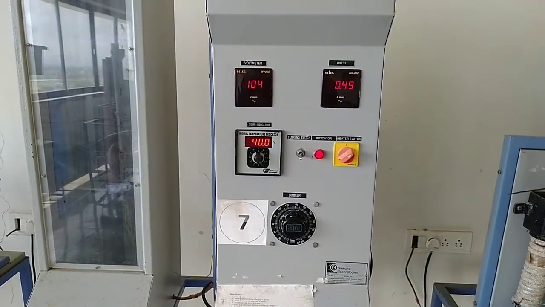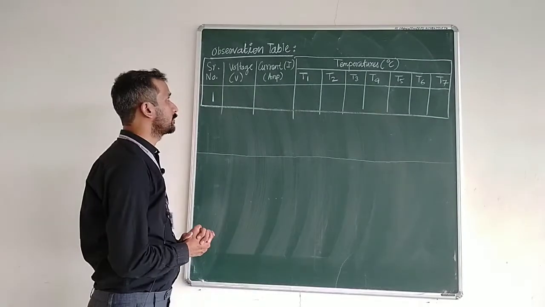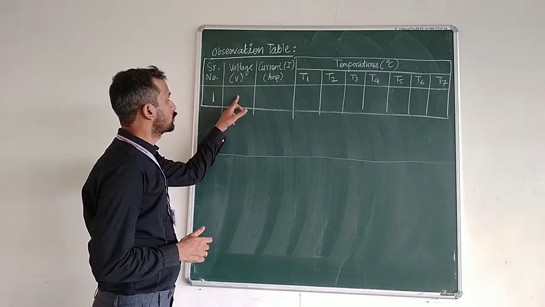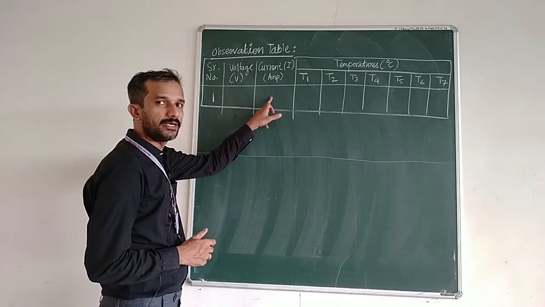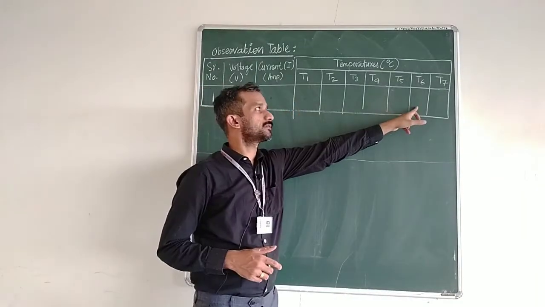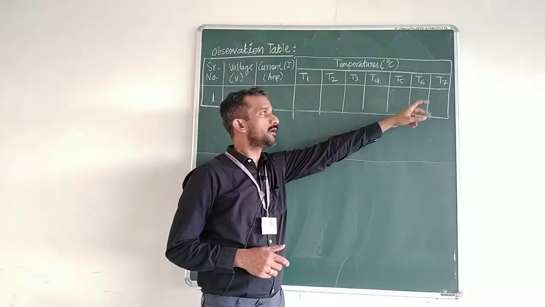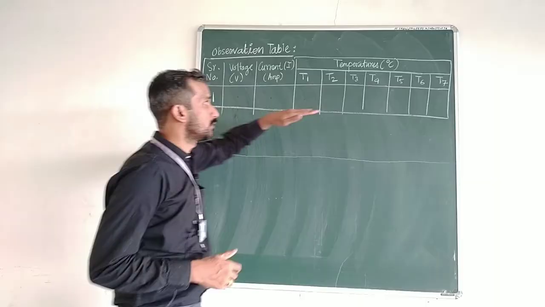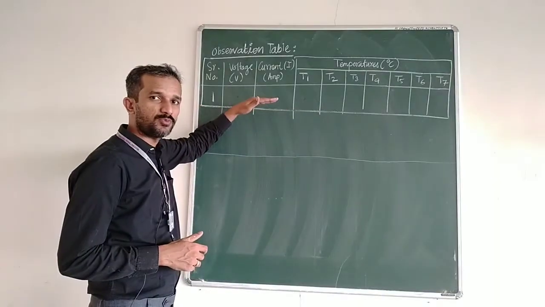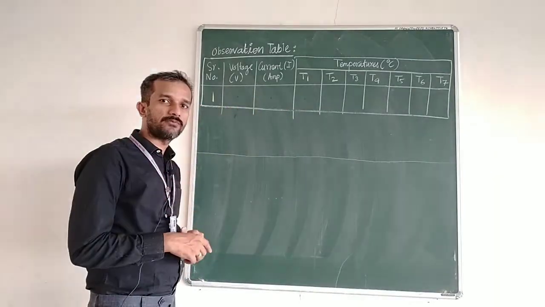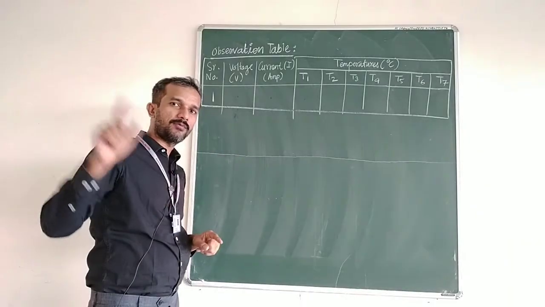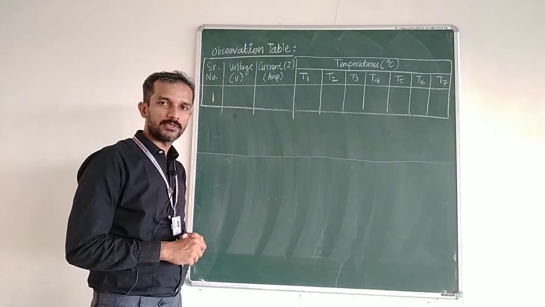Now let us see the observation table. Here is the observation table for this natural convection. You just have to record the voltage and current given to the heater, and the 6 temperatures which are the surface temperature of the tube, and the 7th one, that is ambient temperature, air temperature. So draw this table in your notebook, keep this page ready. Now we'll go to the setup and take the readings. Whatever readings I dictate during the setup, you have to note down.